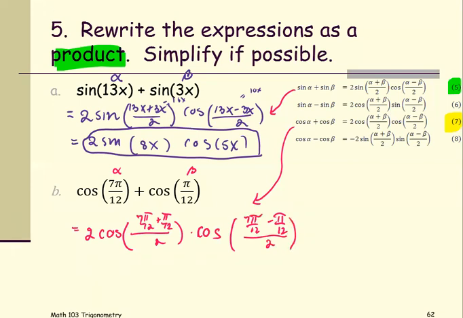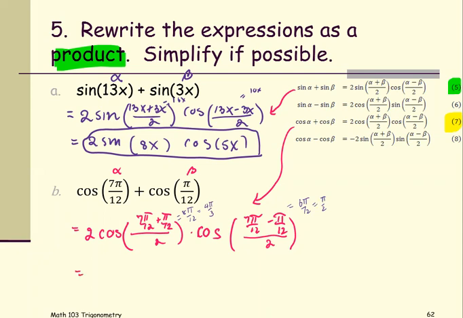Next, we're going to simplify the expression, or the quantity, for each cosine. The first part, 7 pi plus pi over 12, that becomes 8 pi over 12. And simplify further to be 4 pi over 3. For the difference of 7 pi over 12 and pi over 12, we get 6 pi over 12, which is pi over 2. Now, we have a fraction on top of a fraction.